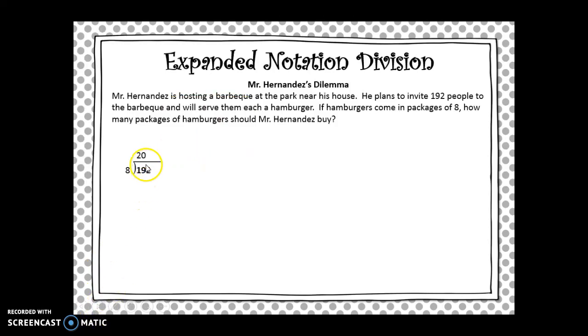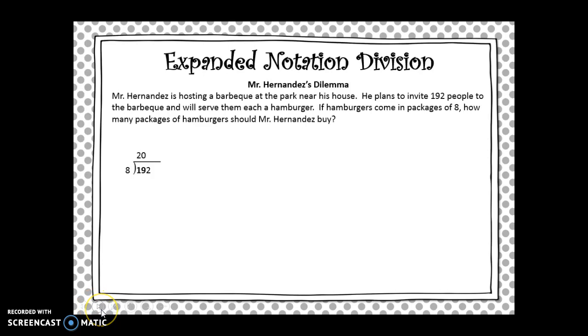You will see that I have written 20. Well, you may be wondering how I got 20. Since I know that I can make 2 groups of 8 from 19, I write the 2 here, but I have to put down 0 as a placeholder because the 9 in 19 is in the tens place. So I've got 20 as my partial quotient that I'm going to write here, showing that I can make 20 groups of 8 from 192. Pause the video as you write that down.